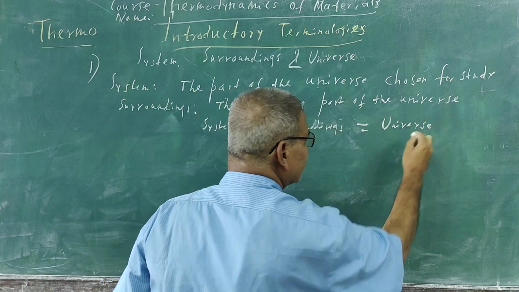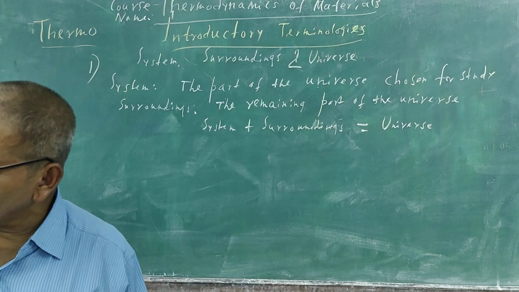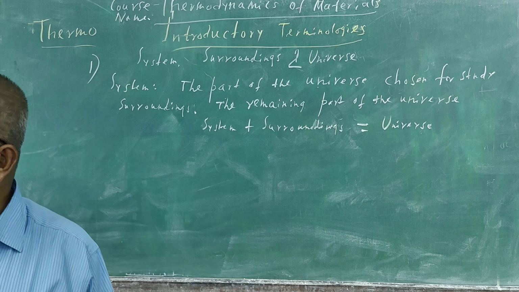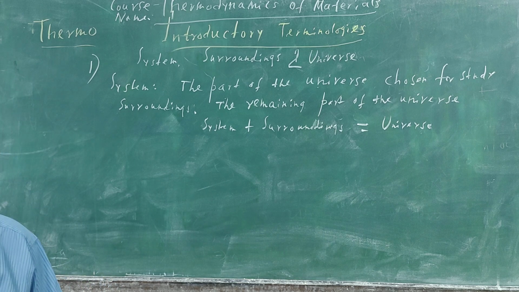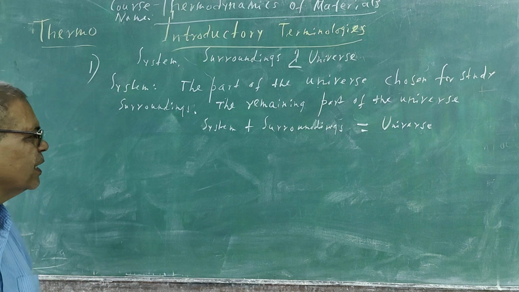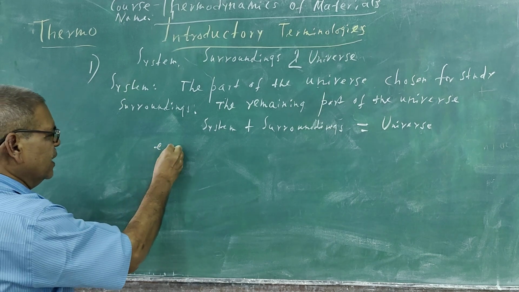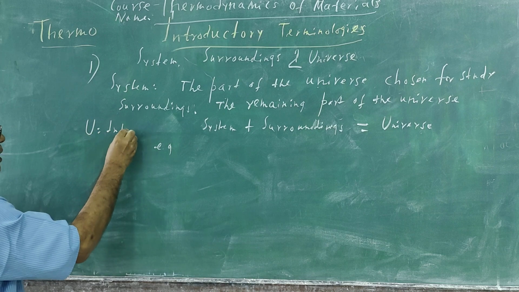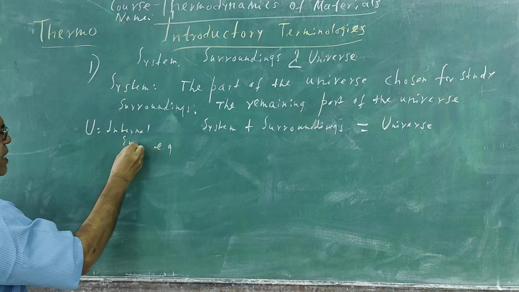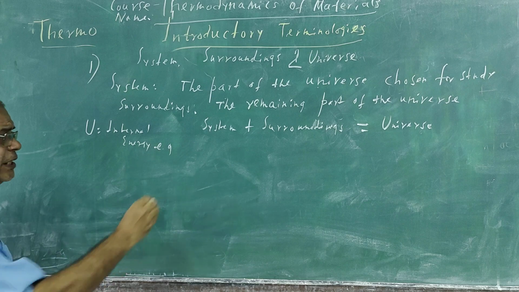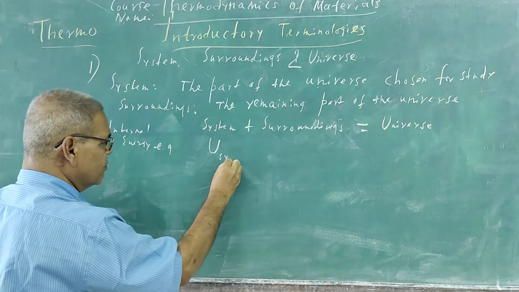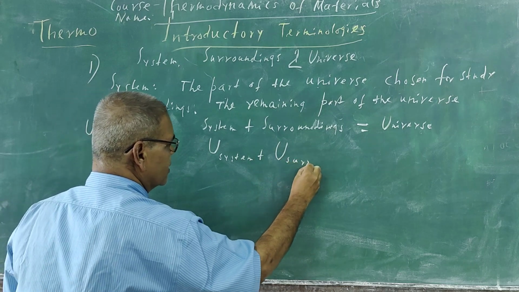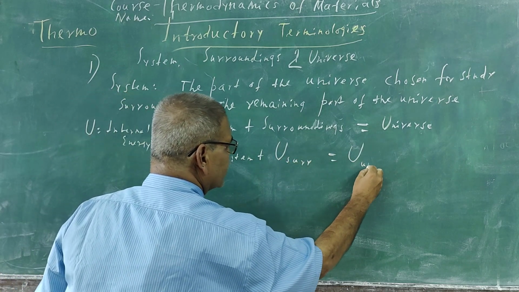A good application for this, I tell you: consider any one thermodynamic property, which you will come across. Just take one, say internal energy. So, for example, E is the internal energy, I use this often. How do we use this? Internal energy of system plus internal energy of surroundings is internal energy of universe.